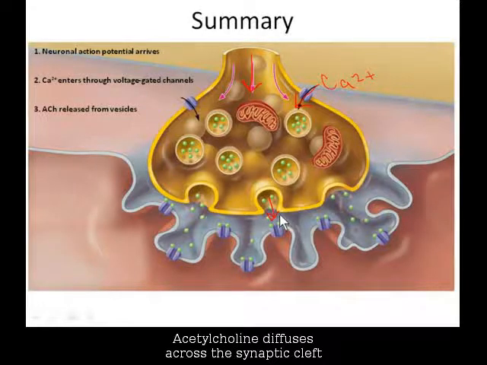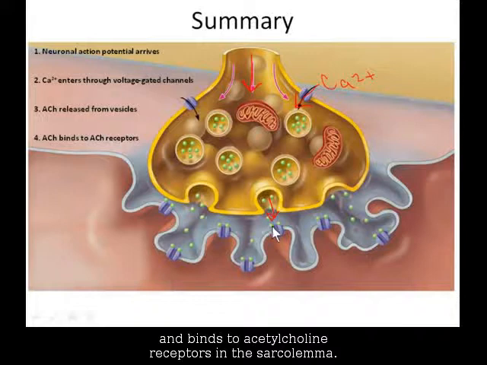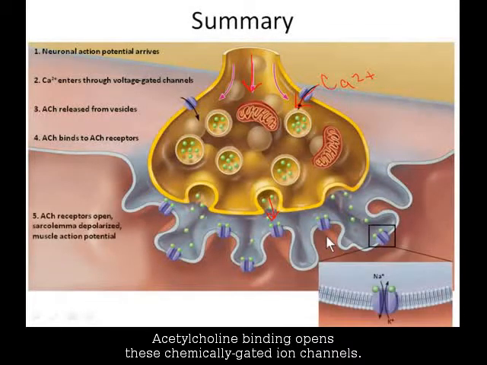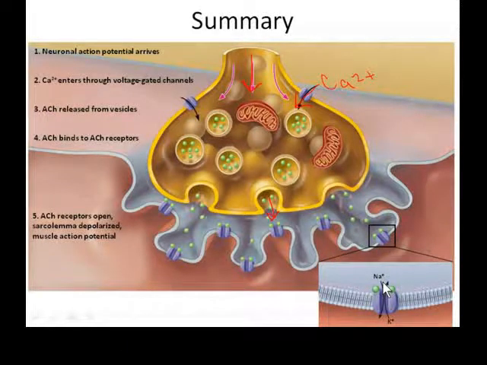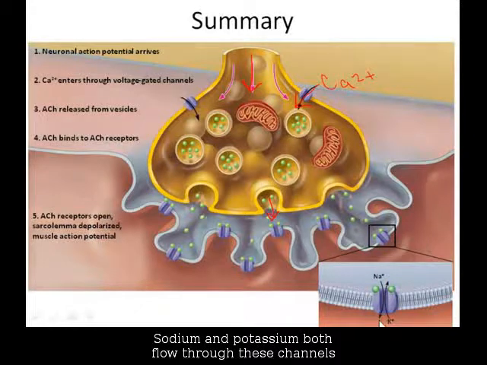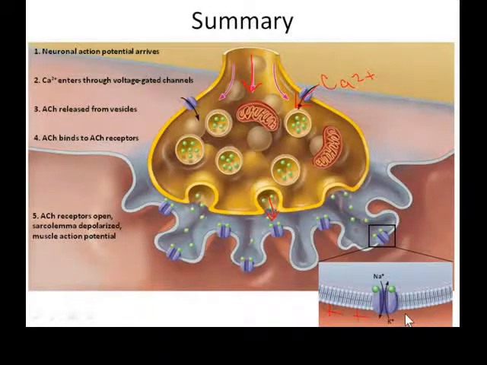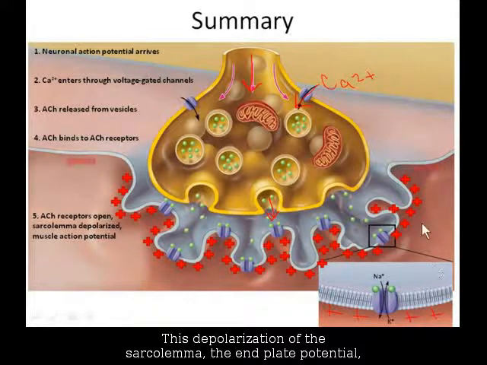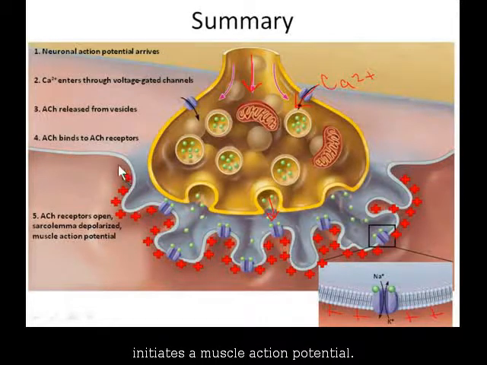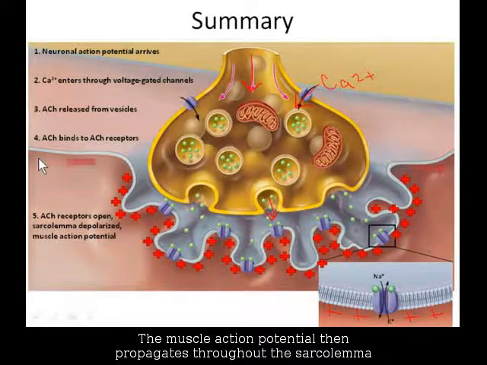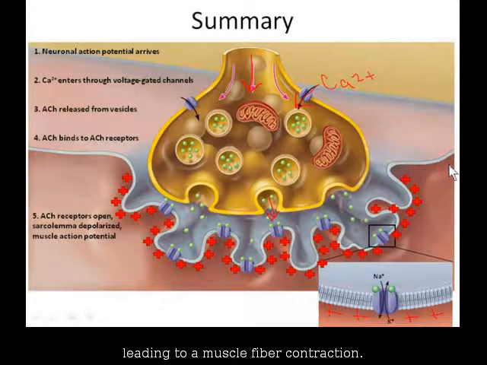Acetylcholine diffuses across the synaptic cleft and binds to acetylcholine receptors in the sarcolemma. Acetylcholine binding opens these chemically gated ion channels. Sodium and potassium both flow through these channels, causing a net influx of positive charge. This depolarization of the sarcolemma, the end plate potential, initiates a muscle action potential. The muscle action potential then propagates throughout the sarcolemma, leading to a muscle fiber contraction.